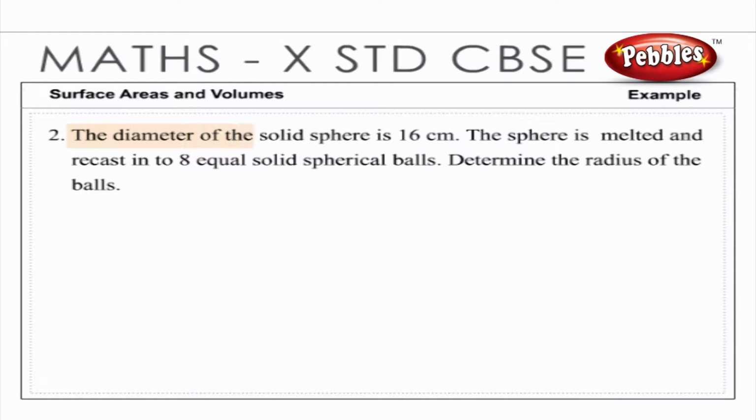The diameter of the solid sphere is 16 centimeter. The sphere is melted and recast into 8 equal solid spherical balls. Determine the radius of the balls.